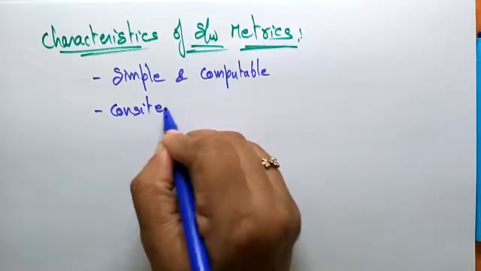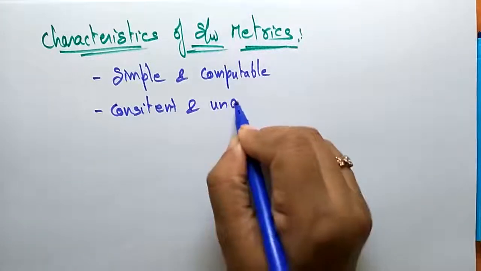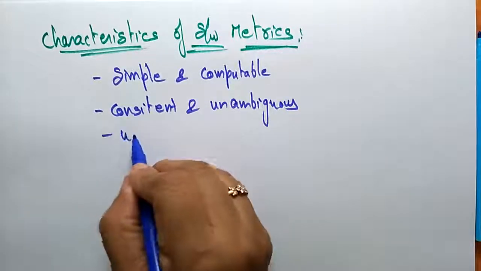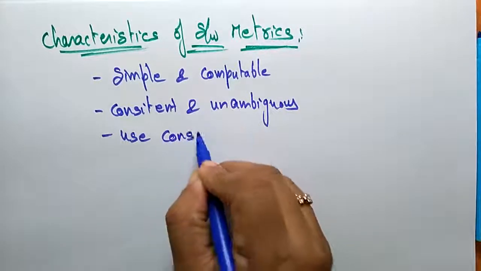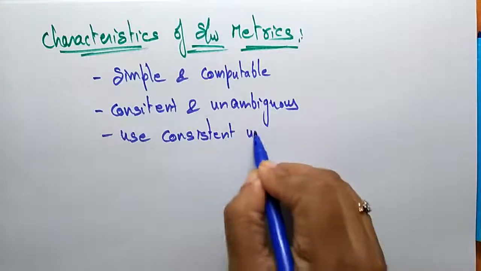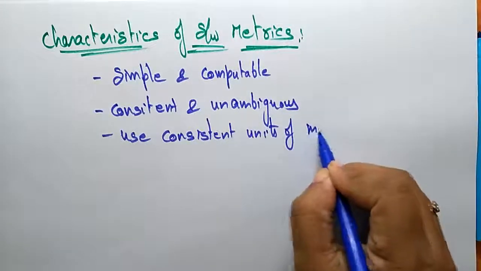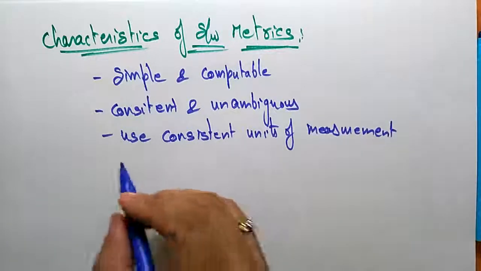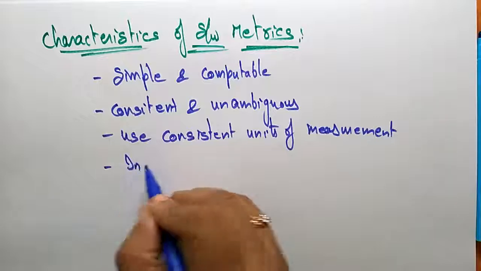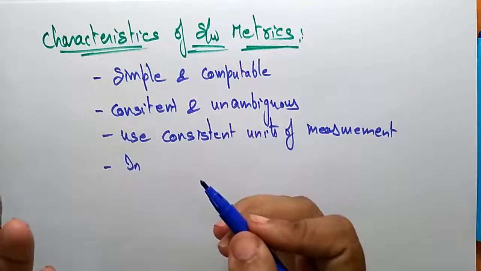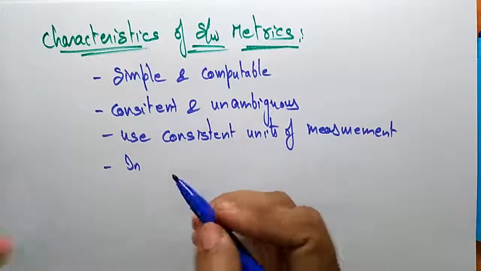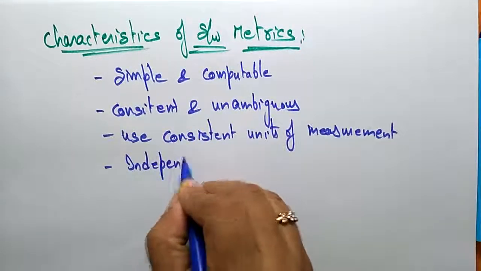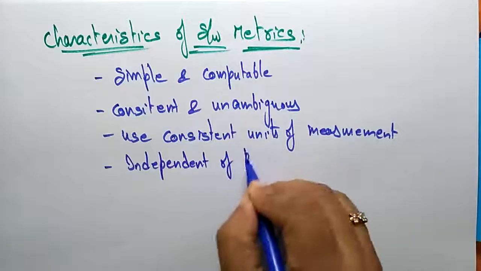Consistent and unambiguous. Another characteristic: it uses consistent units of measurement, and it is independent of programming language. It does not depend on any one language; for any type of programming language you can calculate the software metrics. That's why we call this software metric independent of programming language.